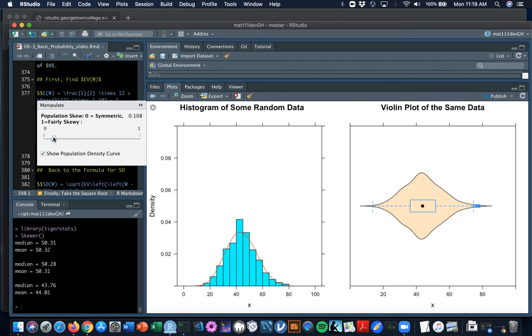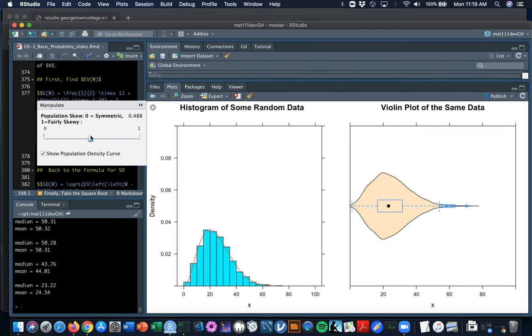Let's make this curve more skewy. How about go halfway up? Now you really start to see the population is noticeably skewed to the right. And so the random data that goes along with it is also noticeably skewed to the right. And that effect is really showing up here in the box plot. The upper hinge is longer than the lower hinge, plus all those other points that got plotted as outliers.